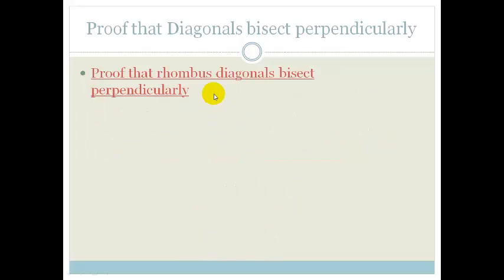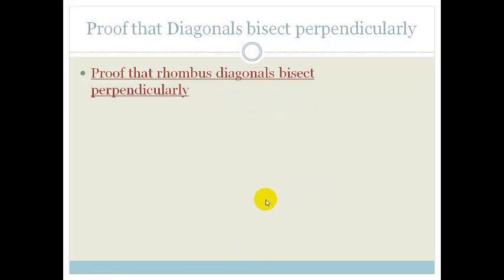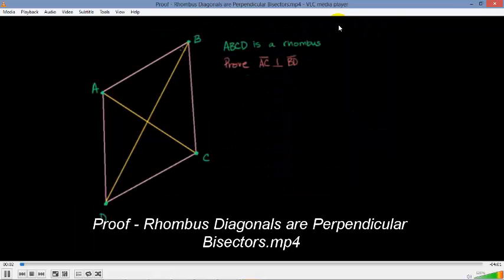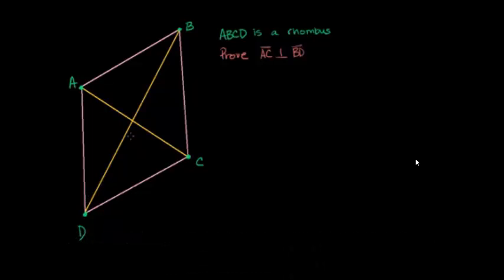We're now going to look at a proof that the rhombus diagonals bisect perpendicularly. We're told that quadrilateral ABCD is a rhombus. And what they want us to prove is that their diagonals are perpendicular, that AC is perpendicular to BD. Now let's think about everything we know about a rhombus.